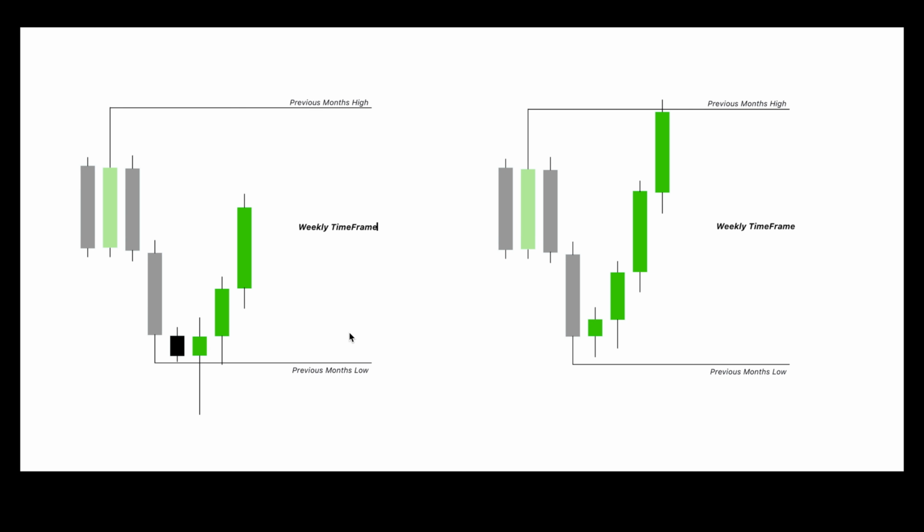So as you can see in both of the examples, these important levels are used to form either a draw on liquidity, which was in the second example. The draw on liquidity was the monthly high, so price was drawing to that area. Or they can be used to form a reversal, which was here. So price formed the reversal here, and then it's moving higher to possibly target the draw on liquidity, which would be the previous month's high.